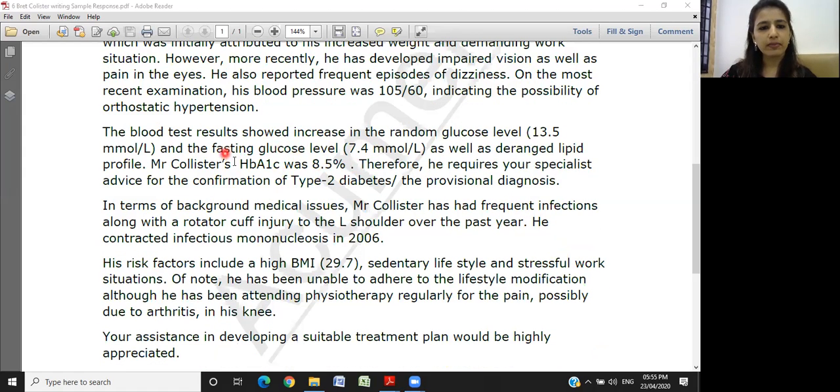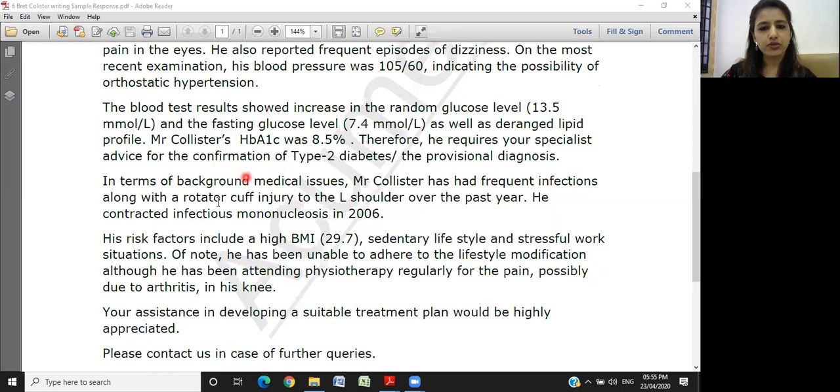Then here we wrote all the blood test results that we have. And here itself, we have made a request. Therefore, he requires your specialist advice for the confirmation of type 2 diabetes or the provisional diagnosis. And then the background medical issues. So this is the summary of all previous visits that he had.